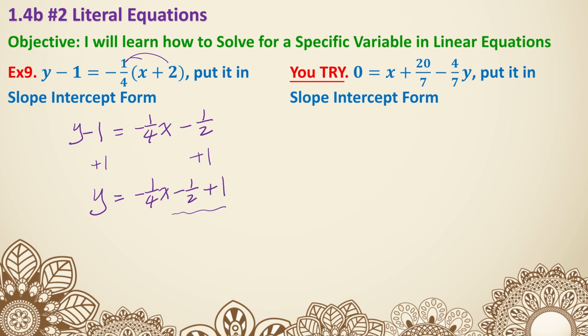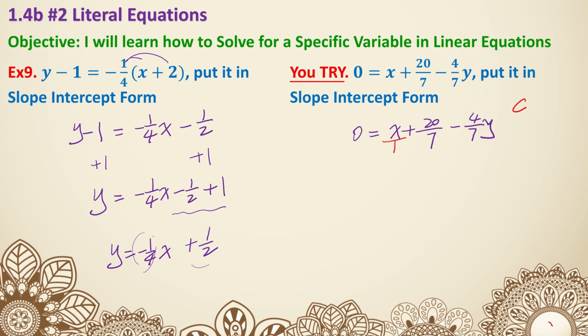Let's combine the like terms. Negative 1/2 plus 1 is going to be a positive 1/2. So y equals negative 1/4 x plus 1/2. The slope is negative 1/4. The y-intercept is a positive 1/2. Lastly, we copy it down. 0 equals x plus 20 over 7 minus 4 over 7 y. In this case, y does have a fraction attached to it, so we do need to actually clear the fractions.